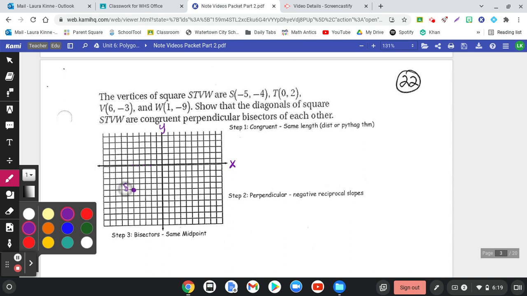And label it with the letter. And do that for each one. So 0, 2 is up there. Now, if you're not sure if it's there or on the x-axis, 2 is in the y position, so you should be marking the 2 on the y-axis. Just a little trick that might help you. All right, positive 6, negative 3, so we're going to go to the right 6, 2, 4, 6, and down 3. Forgot to label this one. And W, 1, negative 9, so we're going to the right 1, down 9.